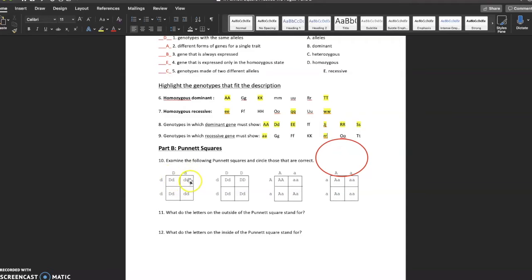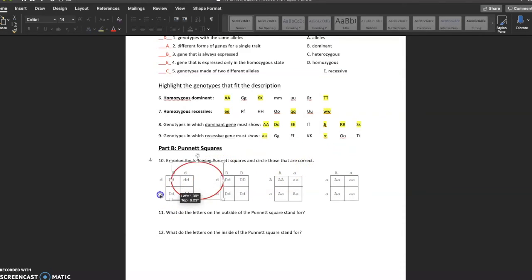For this one, lowercase d and lowercase d, so that box is fine. Same for this one, capital D, lowercase d, looks good. And this one also, lowercase d, looks good. So we are going to put our circle around it because that one is absolutely filled out correctly.